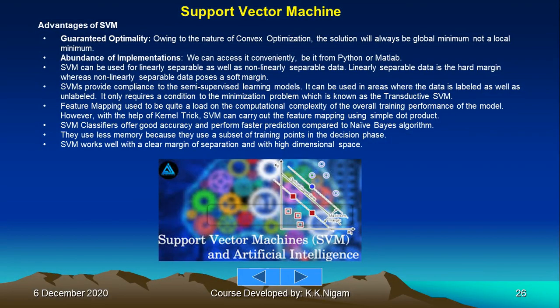Now advantages of SVM: guaranteed optimality. Owing to the nature of convex optimization, the solution will always be a global minimum, not a local minimum. Abundance of implementation. We can access it conveniently, be it from Python or MATLAB. SVM can be used for linearly separable as well as non-linearly separable data. Linearly separable data is the hard margin, whereas non-linearly separable data poses a soft margin.